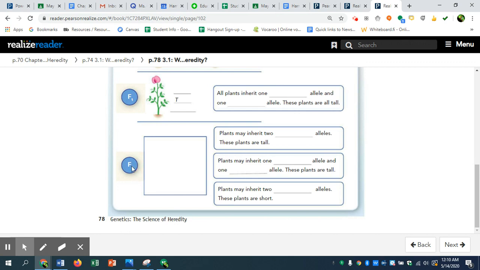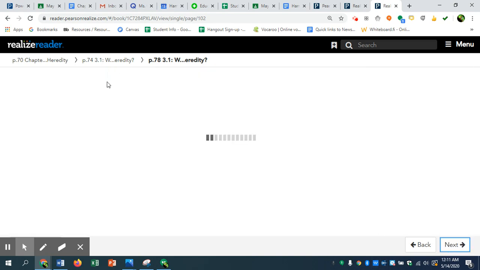Now, what is in the F2? Okay, you don't even have to worry about drawing a picture for this box. What you would have drawn is what we did last class. You can draw three tall plants, one short plant, because 3/4 of them are going to be tall. 1/4 of them are going to show the recessive allele. But when we get into Punnett squares, you're going to understand why. It's going to explain in mathematics why. All right, let's move on to the next activity.